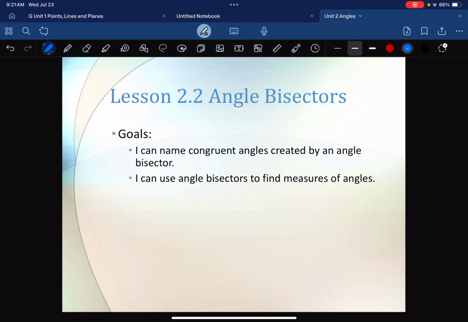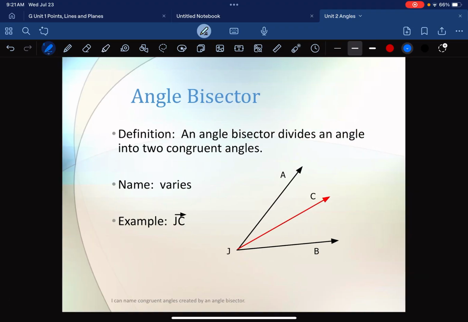So just like with a midpoint, you get two smaller segments that are equal. With angle bisectors, you're going to get two smaller angles that are equal. So an angle bisector is going to create two angles. An angle bisector just divides an angle into two congruent angles. So you see the original angle here is this one. And then what's happened when I draw this ray JC in there, we create these two different smaller angles, and they are equal or congruent. Remember, congruent in geometry means equals. So the two equal angles then.